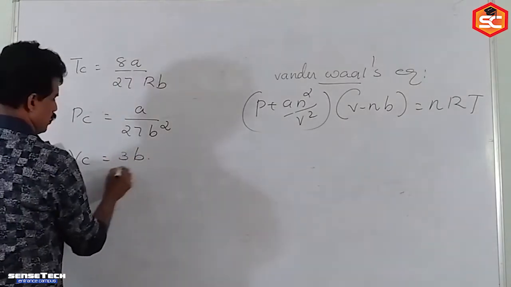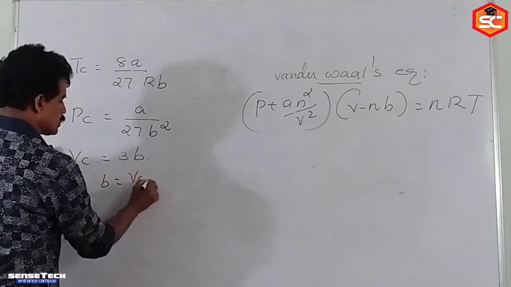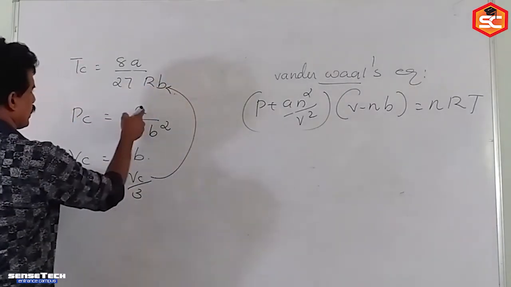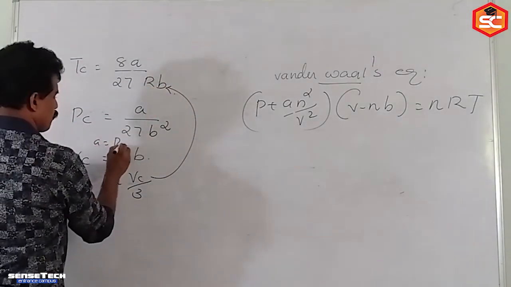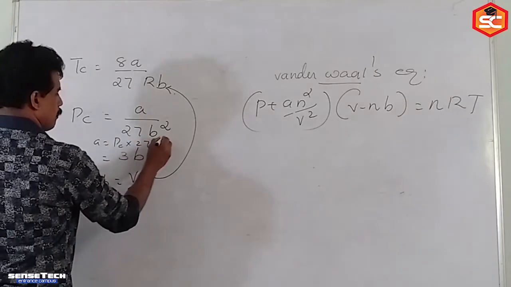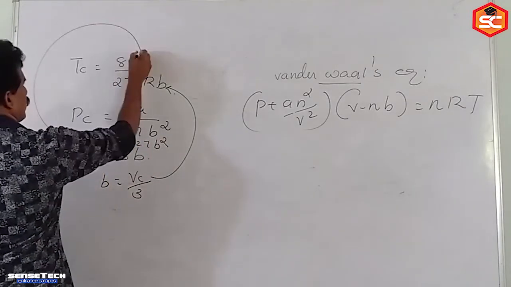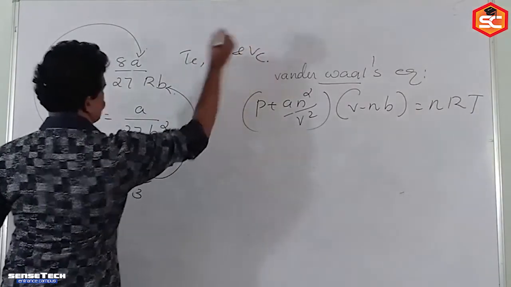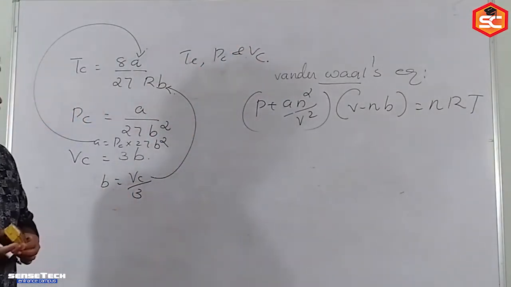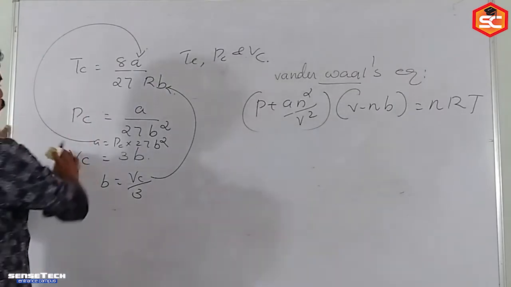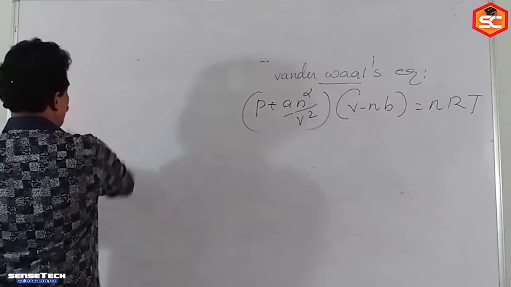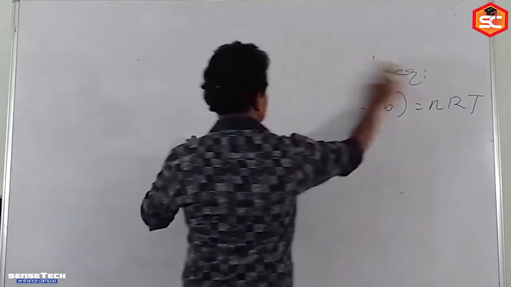This B is equal to Vc by 3. This one you have to substitute in the position of B. Then A is equal to Pc into 27 B square. This value you have to substitute here. So you are getting the relation of Tc, Pc and Vc. That also you must know. Okay, these are the formulas you have to study in the chapter. All the formulas, because based on that formula you will be getting the numericals.